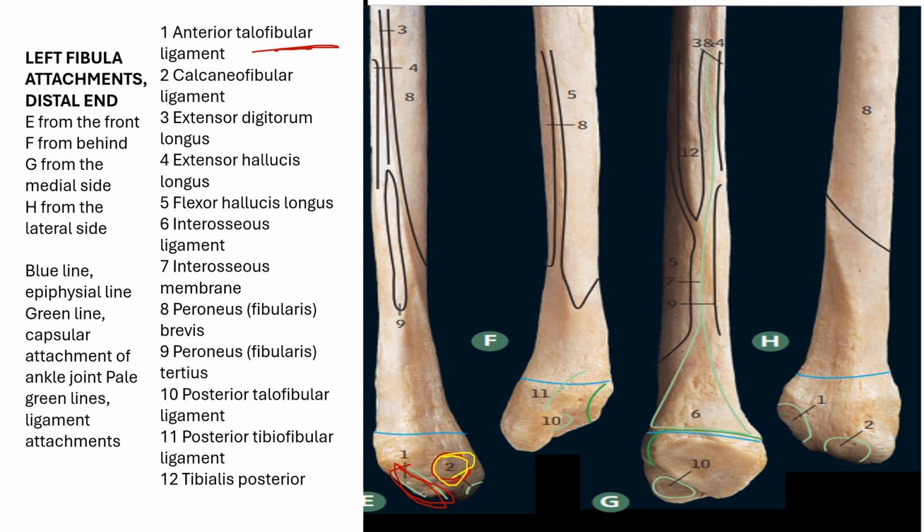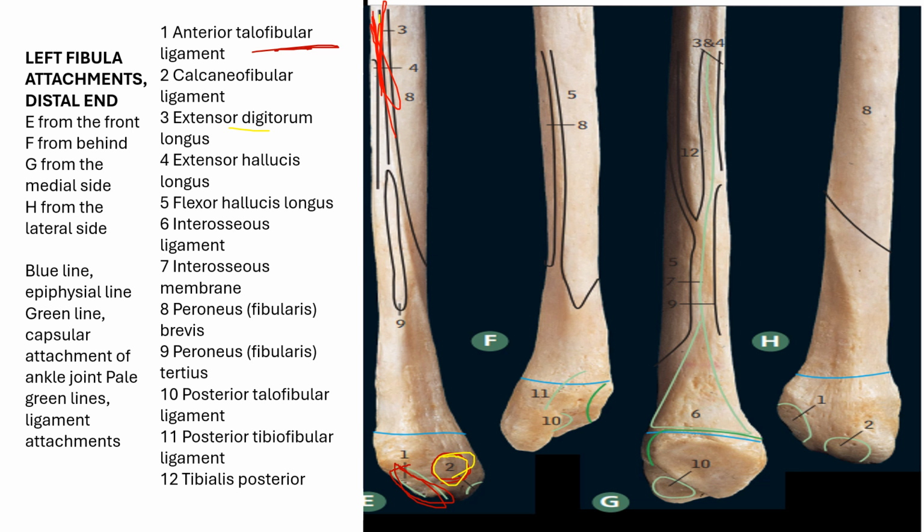The third one is the extensor digitorum longus. As we said, here it is having its surfaces. The extensor digitorum longus originates from the lateral condyle of the tibia, the superior three-quarters of the fibula and the interosseous membrane, and inserts at the middle and distal phalanx of the lateral four toes. It gets its supply from the deep peroneal nerve.